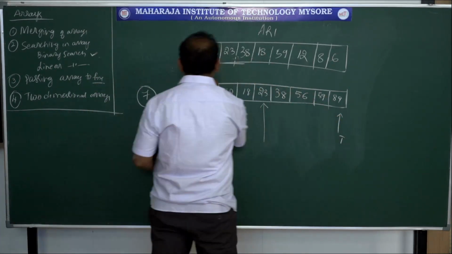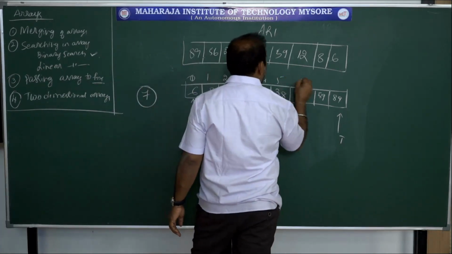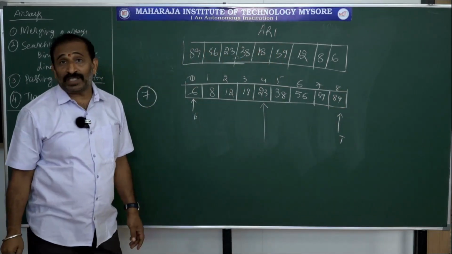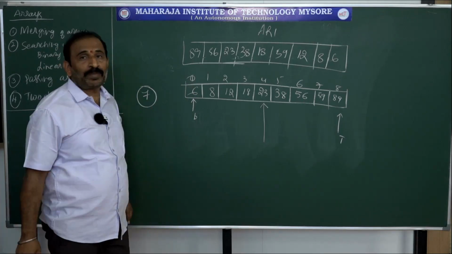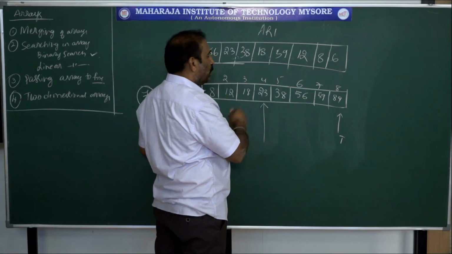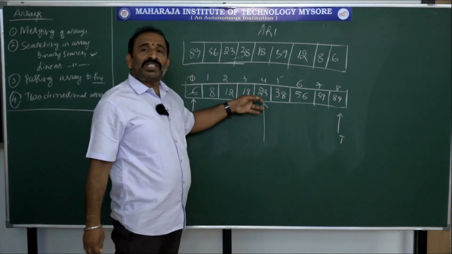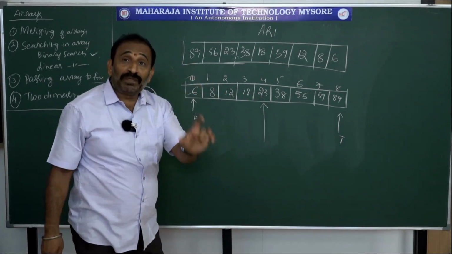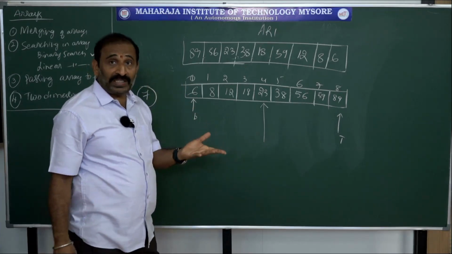You know the indices are 0, 1, 2, 3, 4, 5, 6, 7, 8. It means there are 9 elements. These are the index values I have explained already. Go to the middle. So 0 plus 8 divided by 2. So fourth is the middle value. So what is the value there? 23.